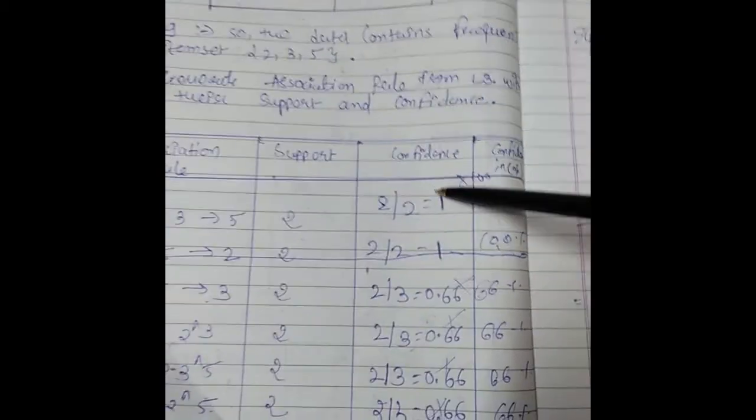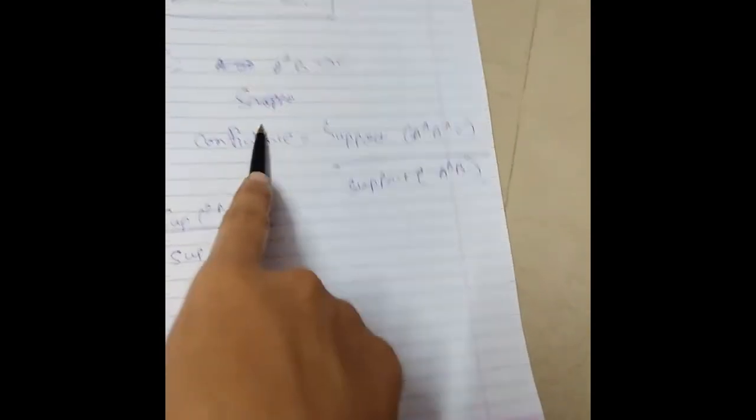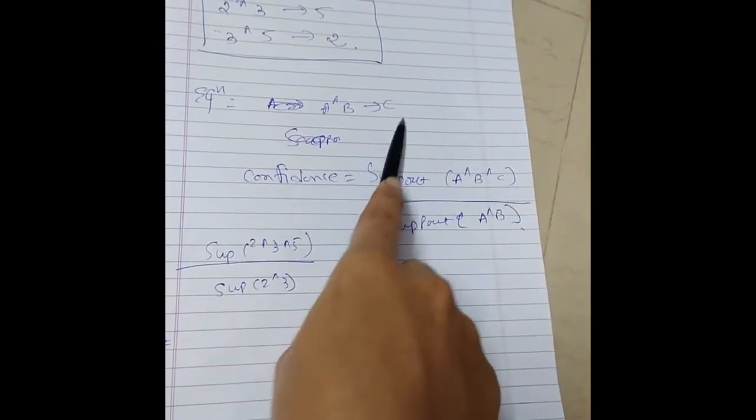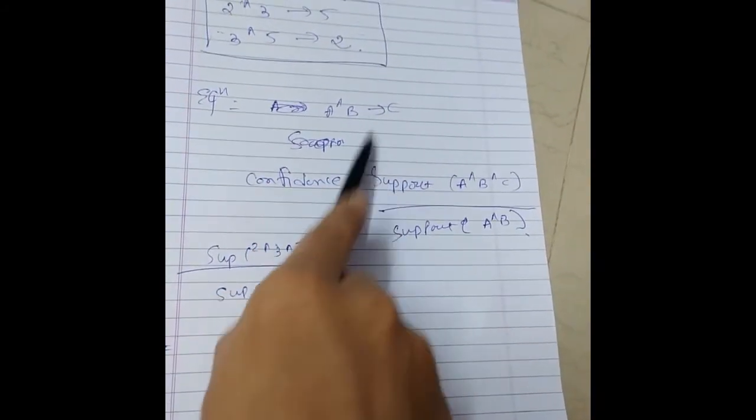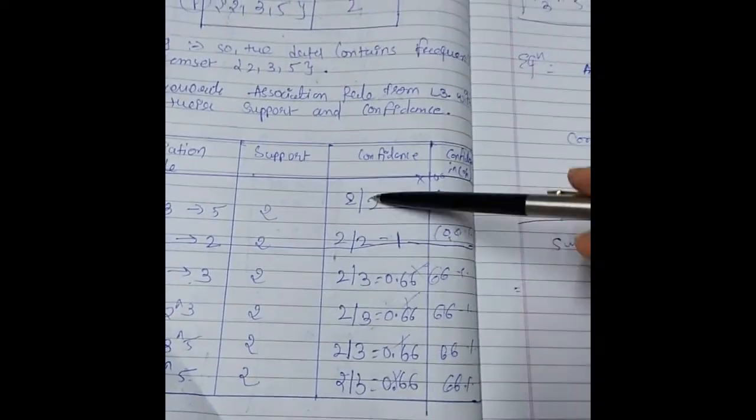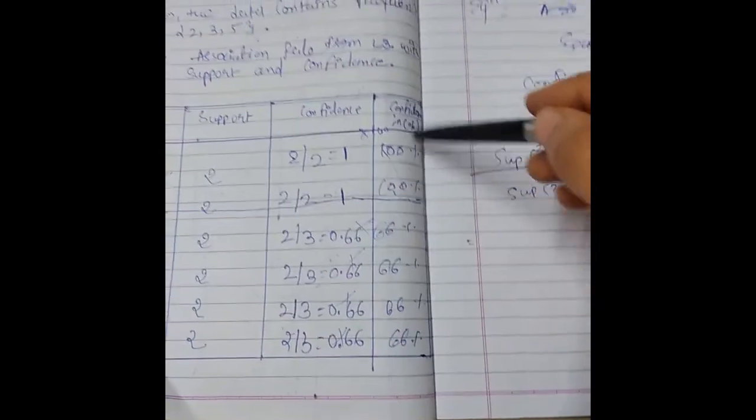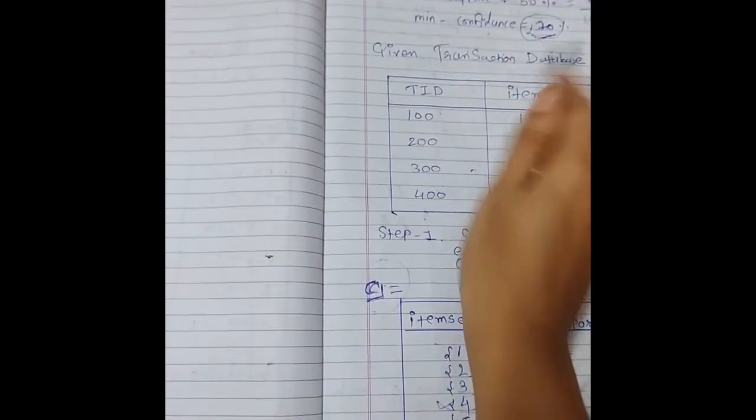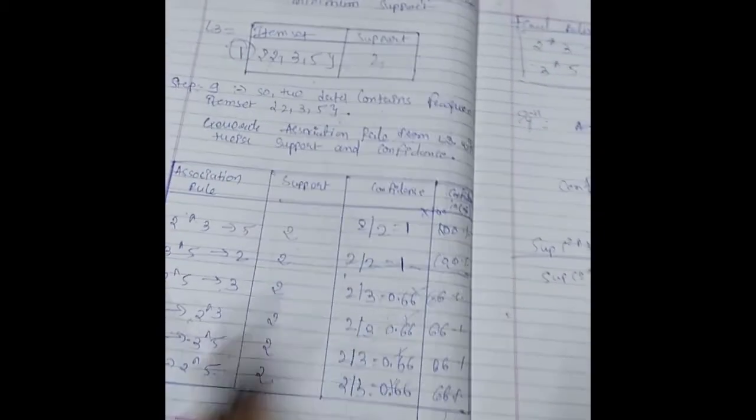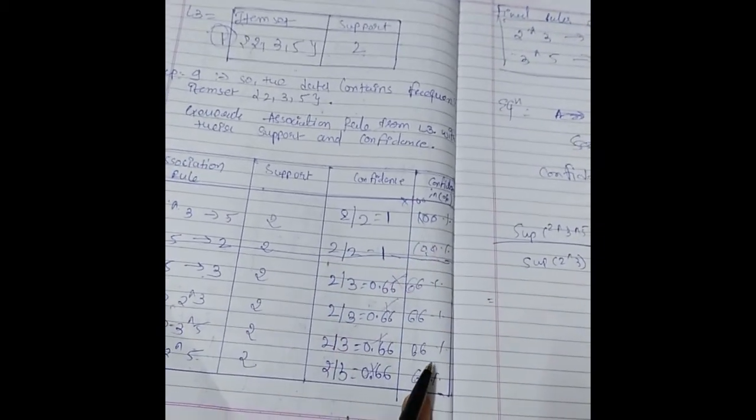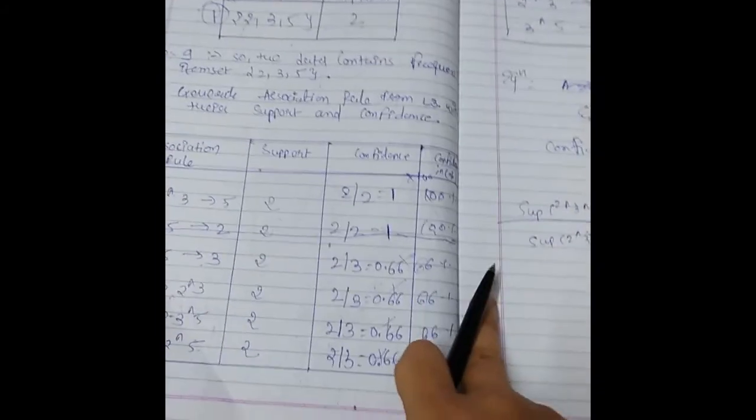Now we'll calculate the confidence of each rule. The equation is: if the rule is A and B implies C, then confidence is support of ABC divided by support of AB. From that equation we calculate the confidence of each association rule and convert it into a percentage. In the question the minimum confidence is already given, so we'll discard those rules whose confidence is less than the minimum confidence, and the minimum confidence here is 70%.